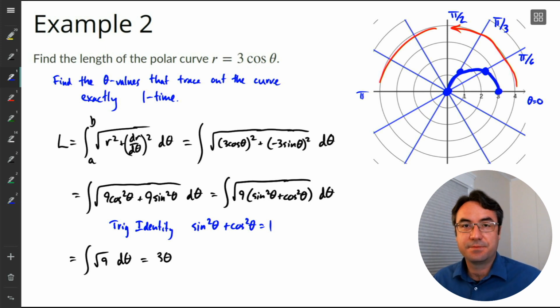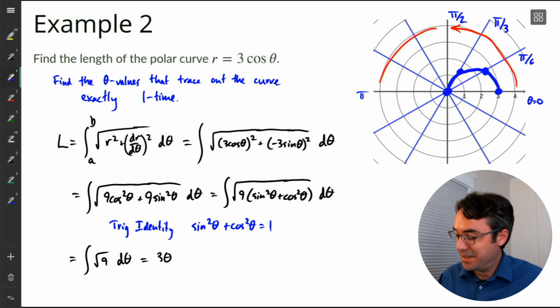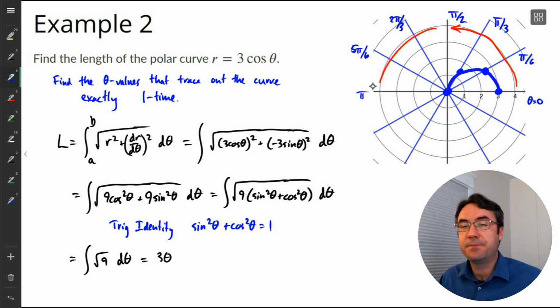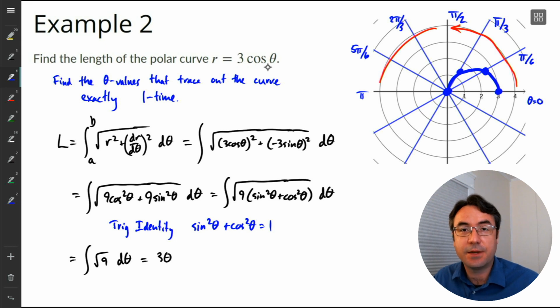Well, we get the other half of the circle. So you can kind of see, just start with a few: we have 2 pi over 3, we have 5 pi over 6, and then we have pi, and just plug these values into the polar curve. So let's start with 2 pi over 3. What do we get when we plug that into cosine? Well, we're going to get -1/2, so we get -3/2 here.